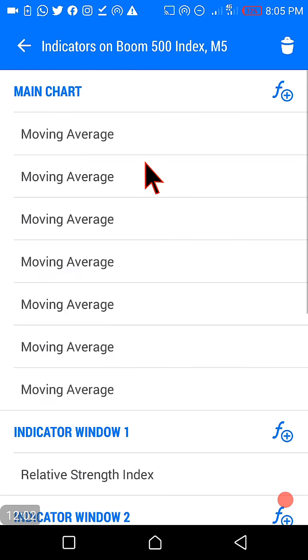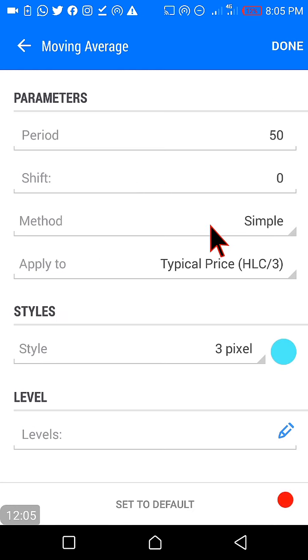Now, this next one is saying apply to what? The typical price. Now, what is a typical price? You see the value here is still the same, period 50 shift 0 method, simple, but it's applying to what? To the typical price. What's typical price? What do you see there? You see the H, you see the L, you see the C. You see the HLC. Now it is the high plus the low plus the close price, all added together divided by 3. So it's going to pick that value to plot the moving average.